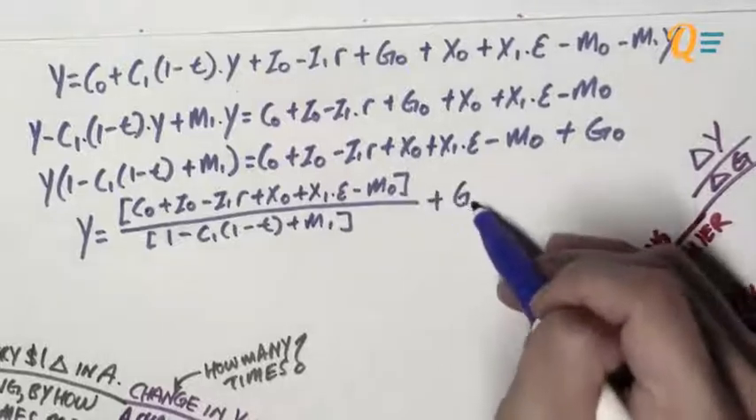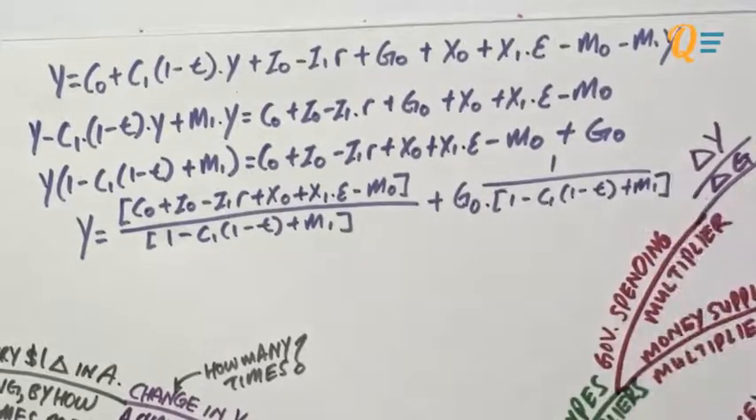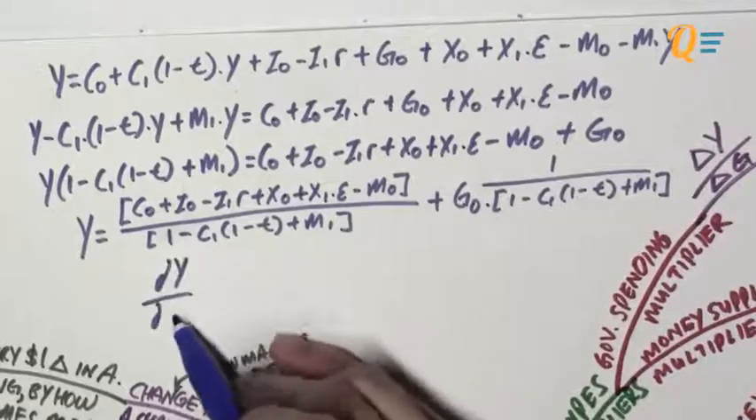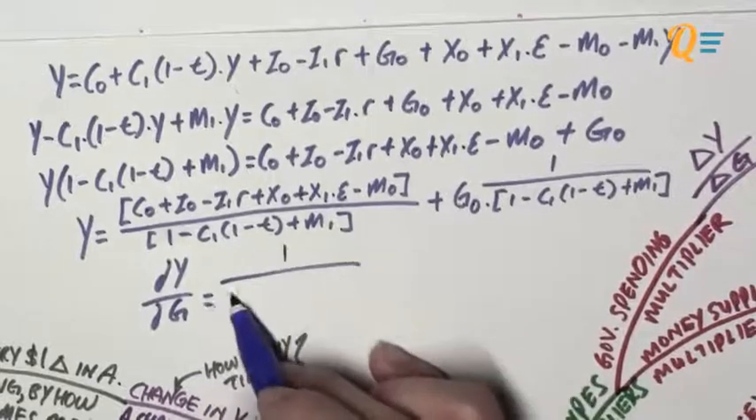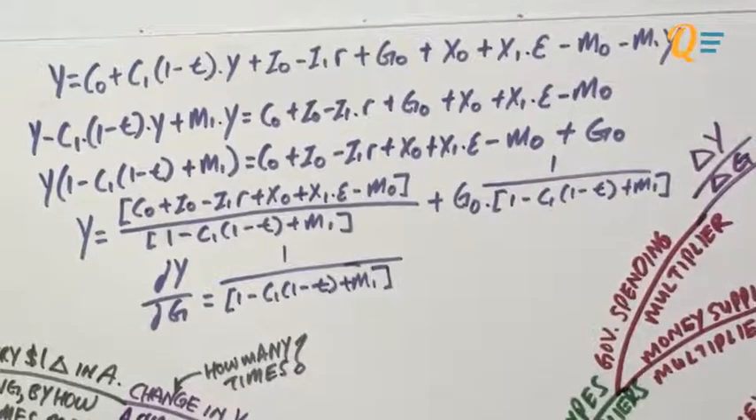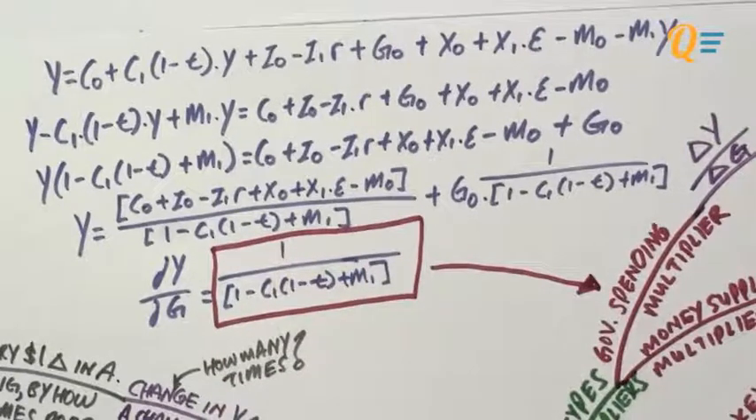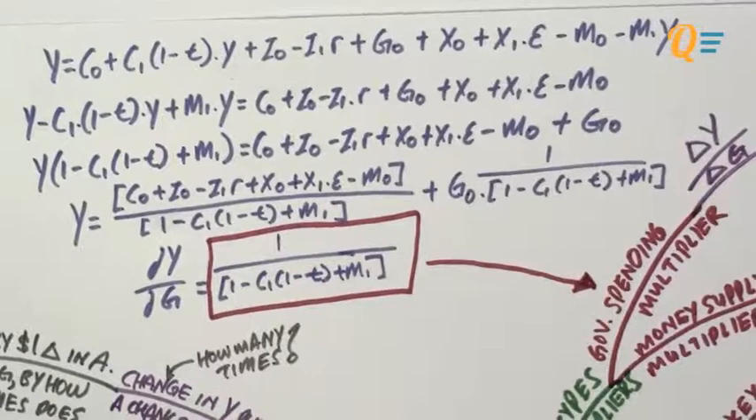Notice that the stuff in front of G would be simply this: it is 1 over the bracketed terms. So I'm going to differentiate Y with respect to G. What do I get? I get this bunch of stuff over here. This bunch of stuff, in this red box, is your government spending multiplier. So it's really that easy to calculate.